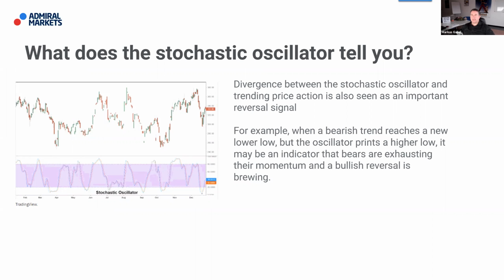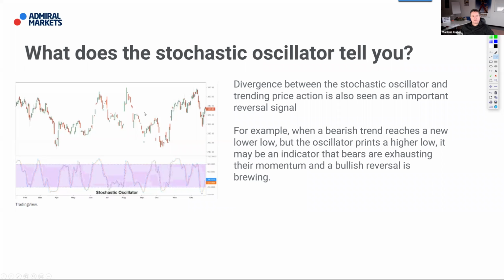Again, let's repeat. When a bearish trend reaches a new lower low, but the oscillator prints a higher low, it may be an indicator that bears are exhausted or exhausting their momentum and a bullish reversal is brewing. I guess I can draw it for you so that you can realize it a little bit better. Okay, here we go.